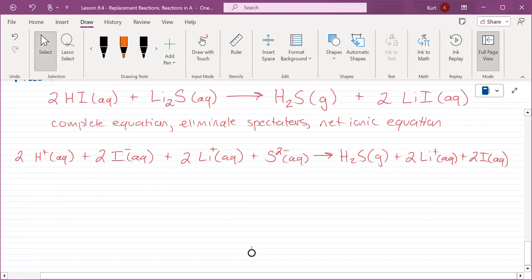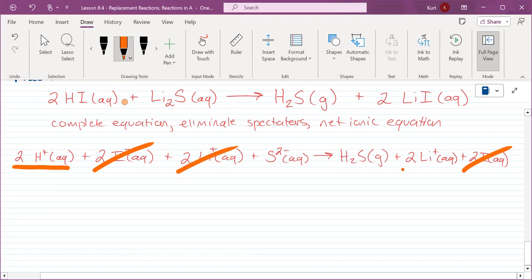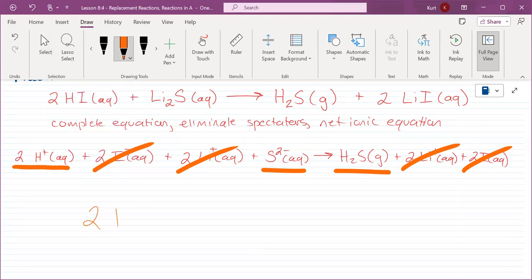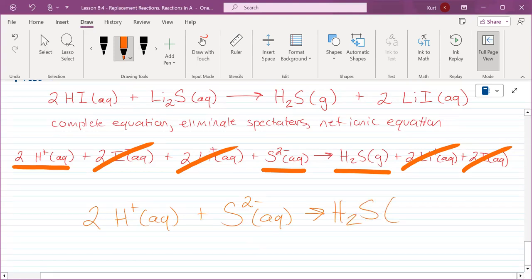Do you see two aqueous hydrogen ions on the product side? No, leave it. How about two aqueous iodide ions? Cancel them out. Two aqueous lithium ions. Cancel them out. One aqueous sulfide ion. Leave it. And what do you do with a gas? Leave it. So write your net. And it is balanced.